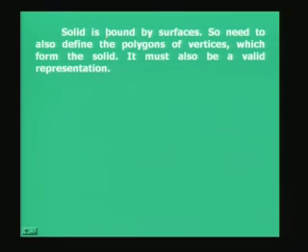So, I repeat these sentences once again: a solid is bound by surfaces. So, we need to also define the polygons of the vertices which form the solid. I hope this statement is very clear now, and then we also need to check whether it is a valid representation of a solid. There is no open space for a solid. Typically when we see a solid structure, it should be bound by surfaces on all sides, left, right, top, bottom, front and back. A cube is a typical example.